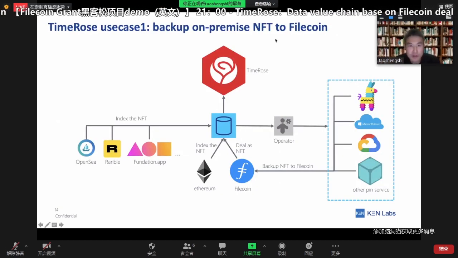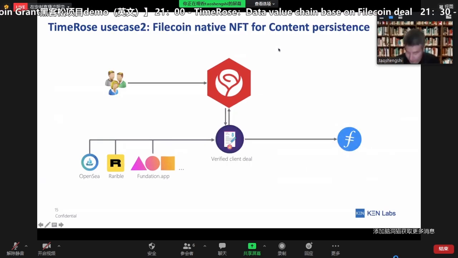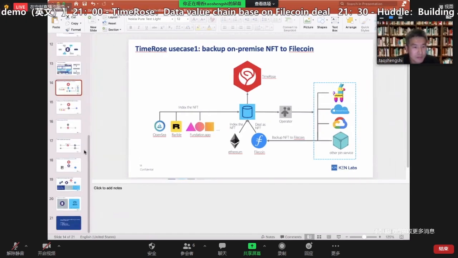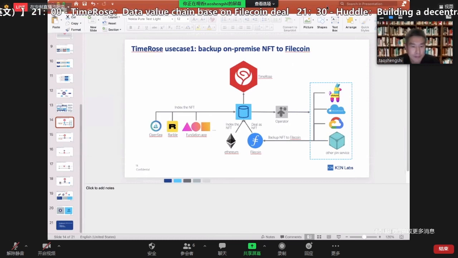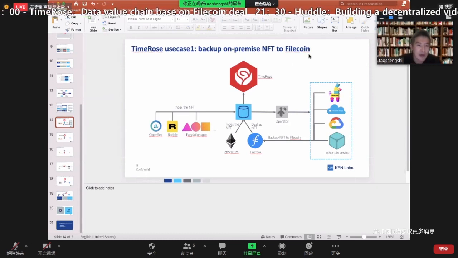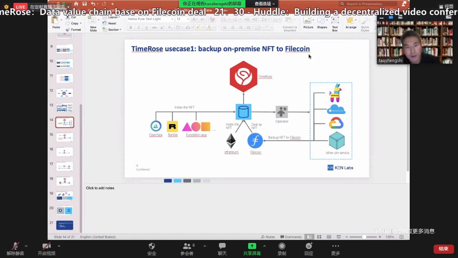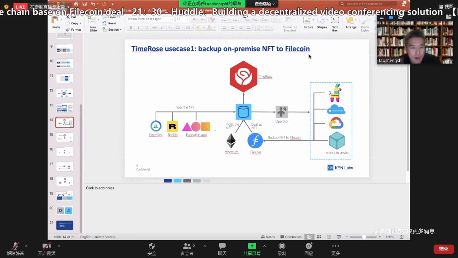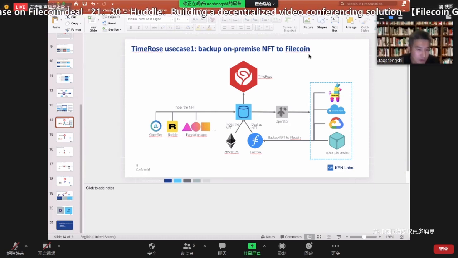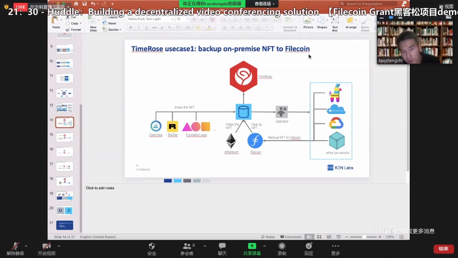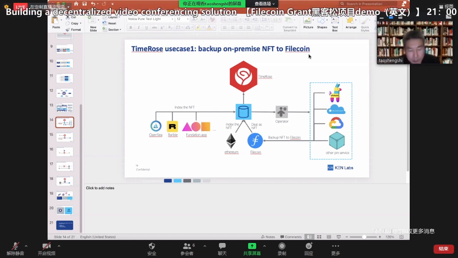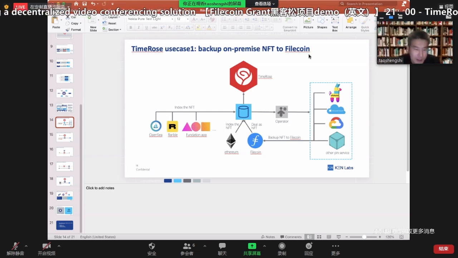In the next part, I will introduce the use cases. The first use case of TimeRose is backing up on-premise NFTs to Filecoin. You could think of this backup service as an open storage service. We can transfer NFTs from the OpenSea platform, Rarible platform, and Foundation platform, and back them up to Filecoin by way of data cap application.